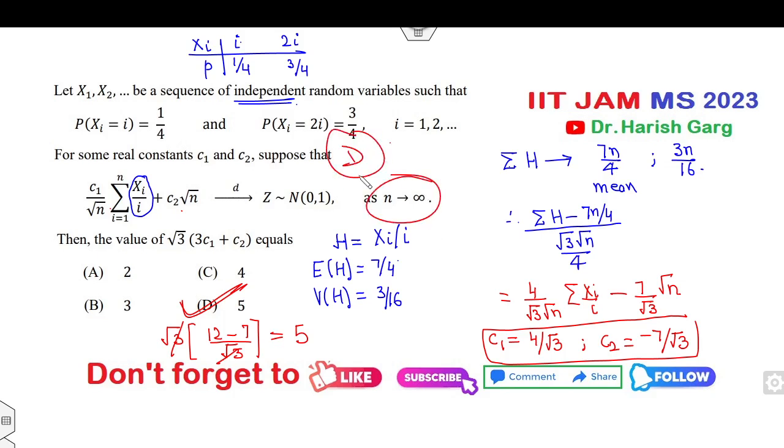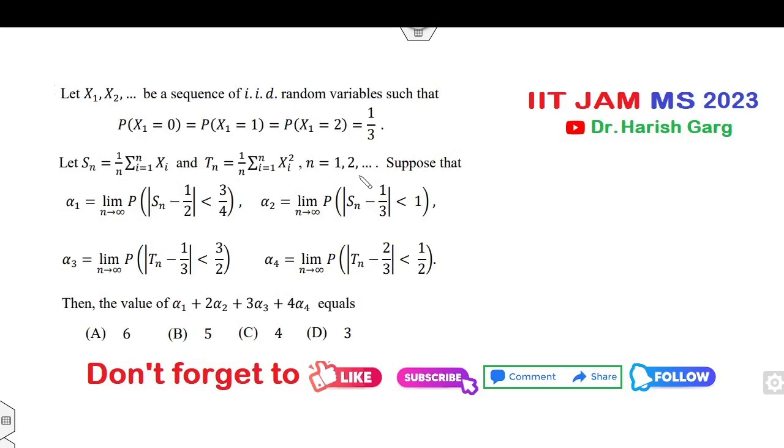Whenever there is a question related to n approaches infinity, your target is always in terms of the central limit theorem. Okay, look at this another one. Again, they are IIDs, but you can see it's a modulus sign. That means we have to apply the Chebyshev inequality.